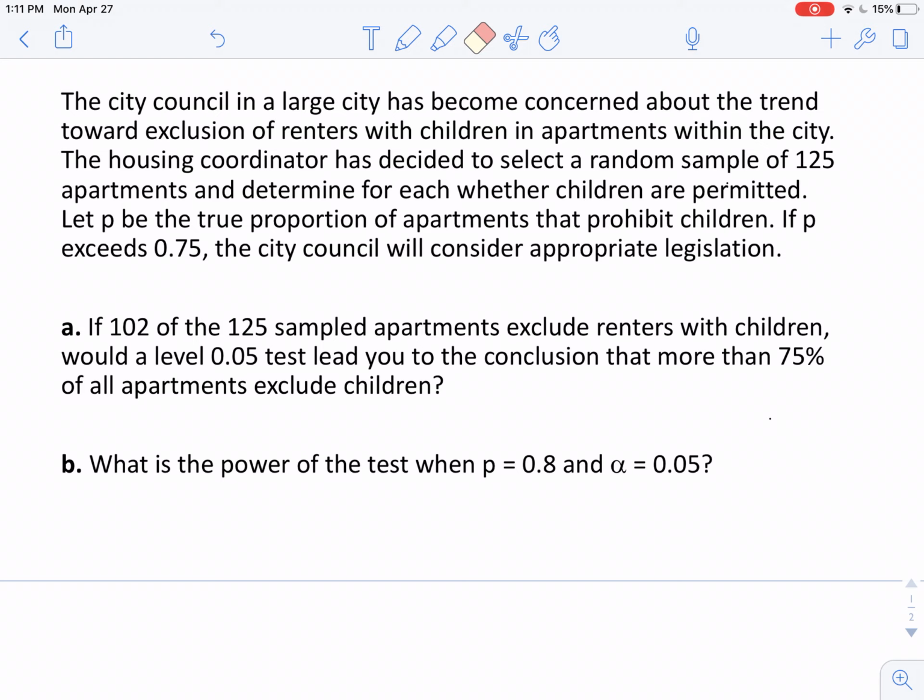And then in part B, it says what is the power of the test when p equals 0.8 and alpha is 0.05. All right, so let's notate the information that we're given in the problem.